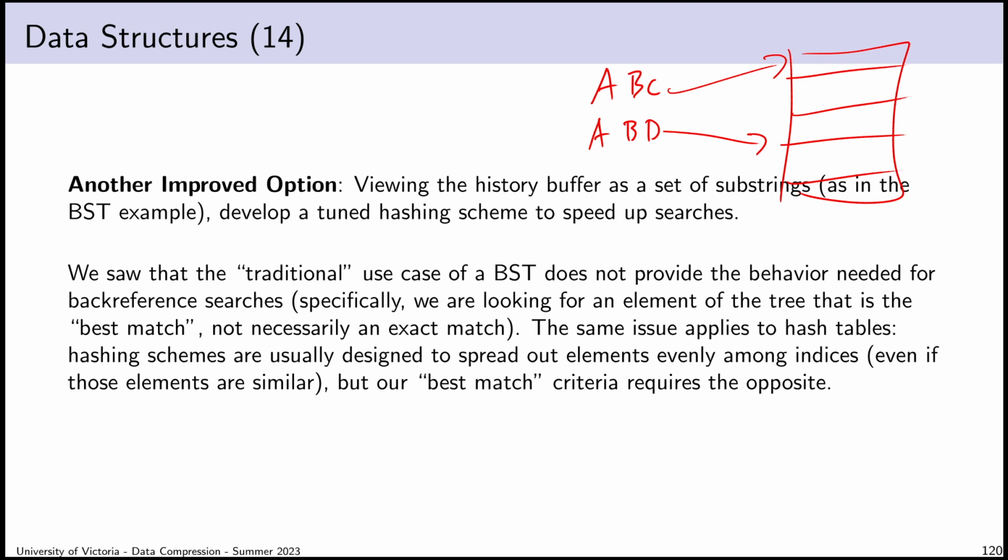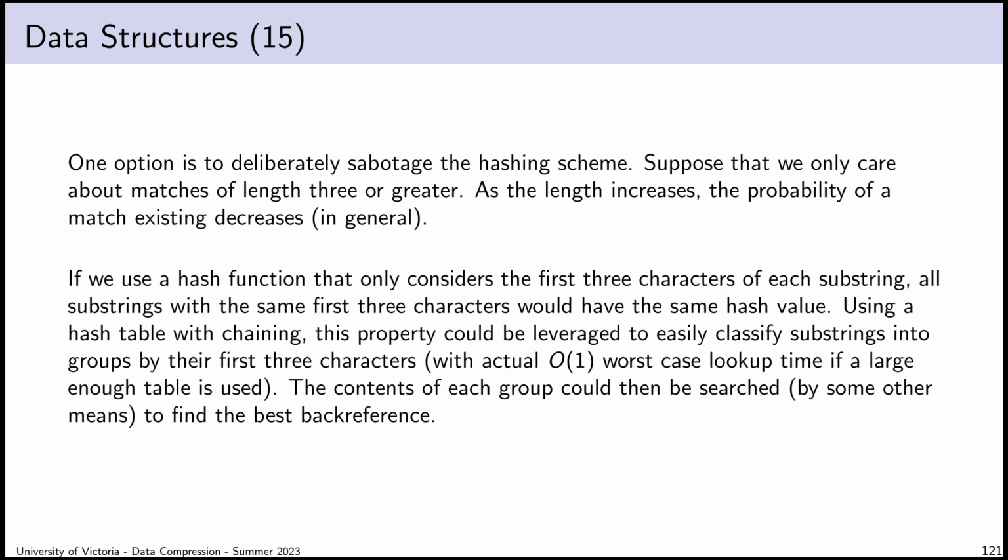requires the opposite. What I want is for similar strings to be close together or to be easy to find, because I'm not expecting, when I go looking for a back reference, for it to be the exact thing I'm looking for. I might want a back reference for, I don't know, ABZ, and I would want to know that ABC and ABD are available, even though of course ABZ is not an exact match. So one option, and I'm generalizing a bit here, but come and talk to me in office hours if you want to try this out.